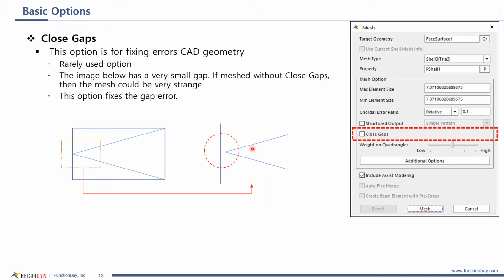If nothing special is done, the mesher can generate a very strange mesh in this area. The closed gaps option is designed to solve these errors. Closed gaps causes the mesher to treat small gaps as though those parts of the mesh were connected.